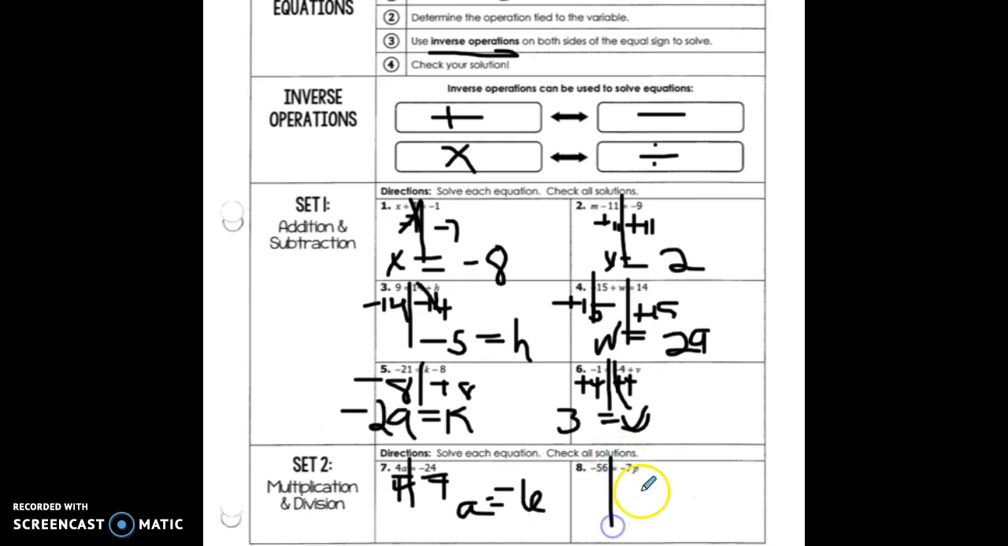Same thing's true here. I see P times negative 7, so I'm going to divide by negative 7. And when I take negative 56 divided by negative 7, a negative divided by a negative is a positive, so I get positive 8.